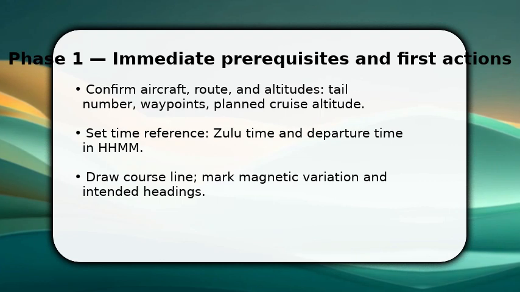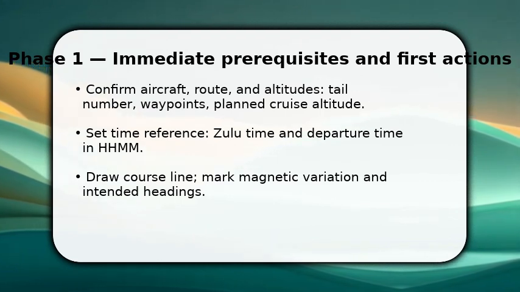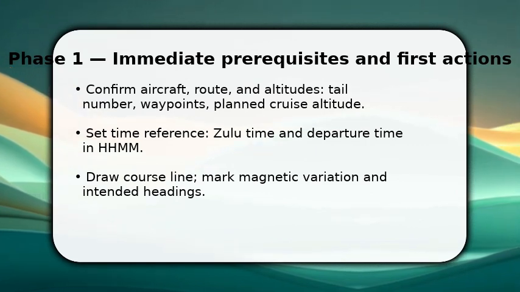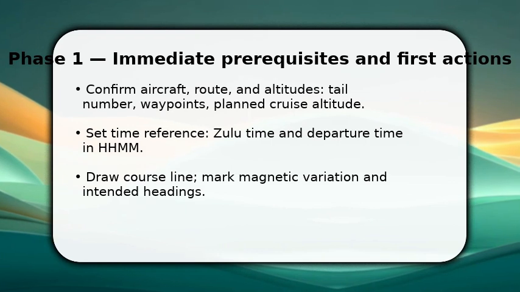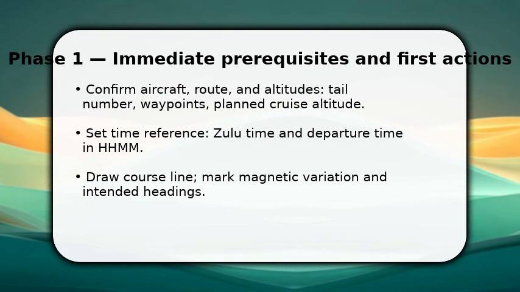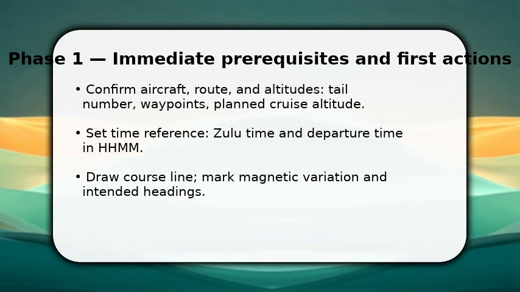Draw the course line on your chart and mark magnetic variation. Doing this early prevents heading errors. Then compute initial true course versus magnetic course and note required heading adjustments. Once done, write the first waypoint, distance, and planned ground speed for the initial leg.